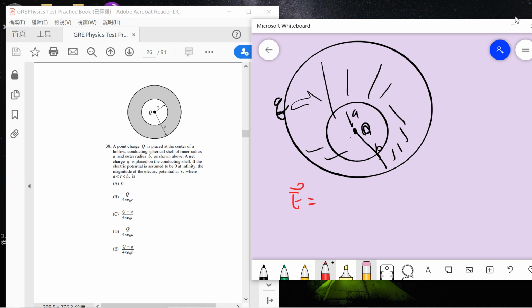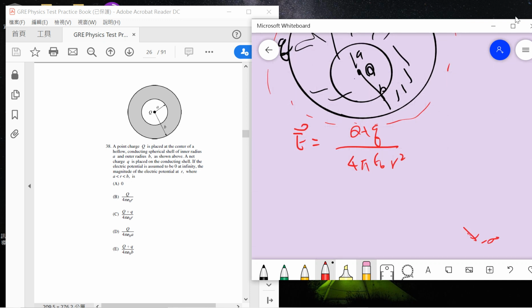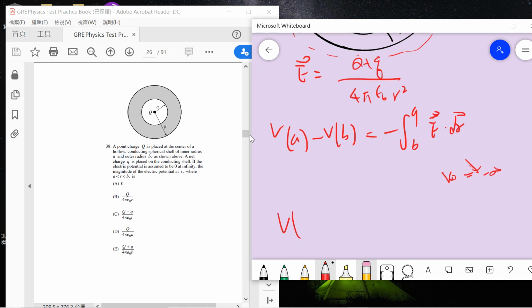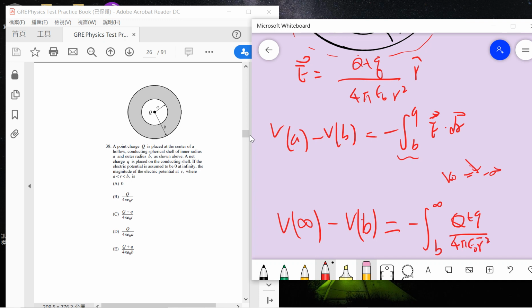Basically we know the electric field outside, from Gauss's law, and at infinity the potential is 0. Remember that VA minus VB is equal to minus the integral from B to A of E dot dr. Let me set VA at infinity and VB at B. So this is minus the integral from infinity to B of (Q plus q) divided by 4 pi epsilon naught r squared dr.